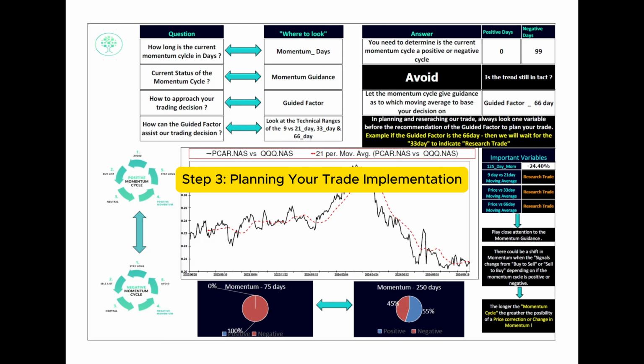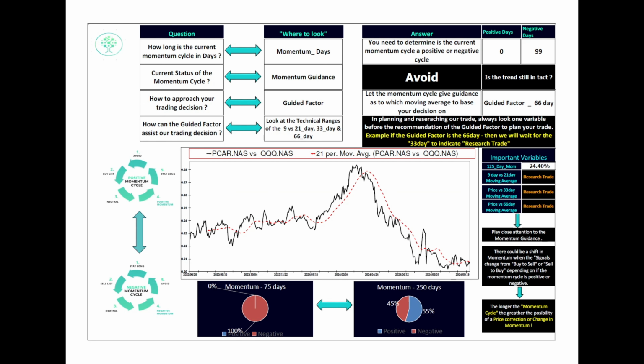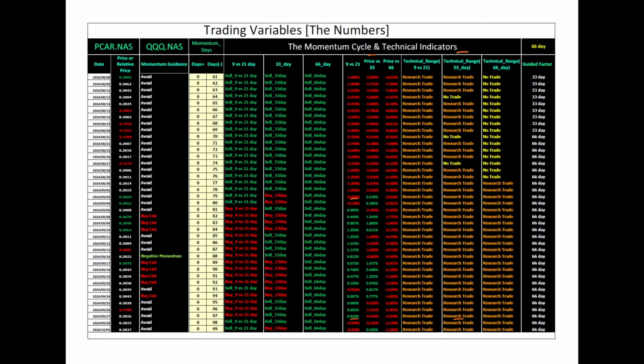Step 3. Planning your trading implementation. When planning and researching a trade, we use the variable preceding the recommended guided factor as the point of entry. In this case, we will use the 33-day moving average as our point of departure. Once we receive a research trade signal, we will closely monitor and plan our trade. Once we have confirmation that the 33rd day moving averages have crossed, we will begin opening our trade.